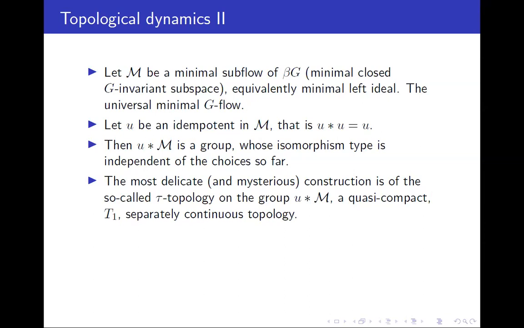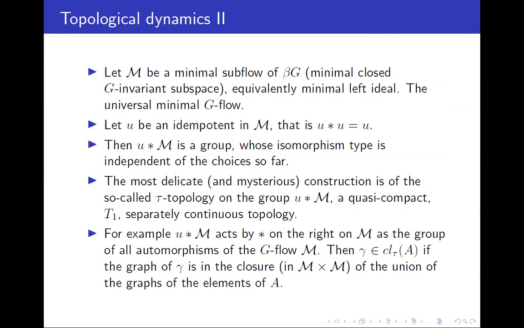So let me give one quick account of this Tor topology. This U star M acts by star on the right on M, and actually is the group of all automorphisms of the G-flow M. Automorphisms means, in the category I said before, homomorphisms respecting the group action. So U star M has an interesting Galois theoretic nature, and there's a Galois theory that was introduced for these G-flows using this. Anyway, U star M acts on the right as all automorphisms of the G-flow M.